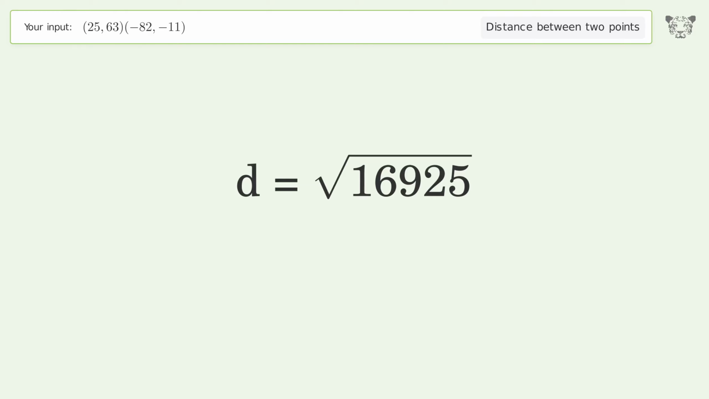And so the distance between the 2 points is the square root of 16,925, or 130.096.